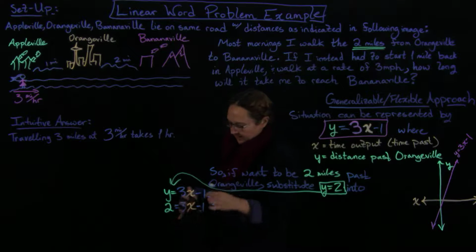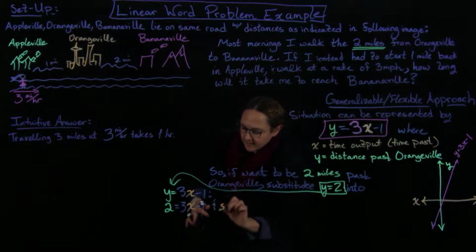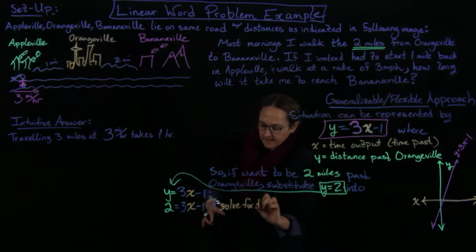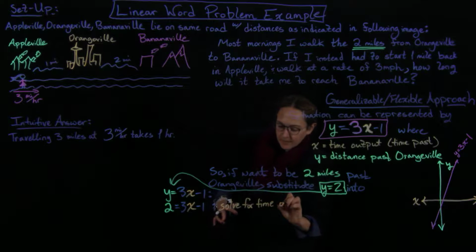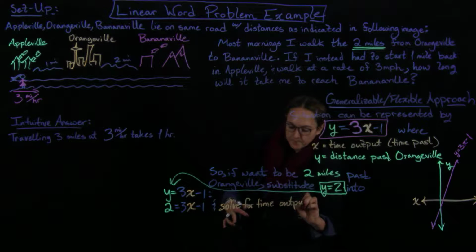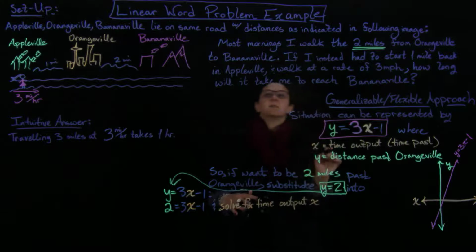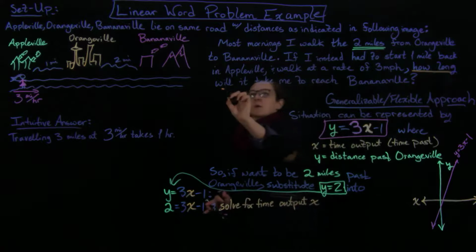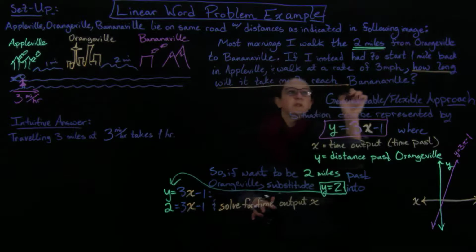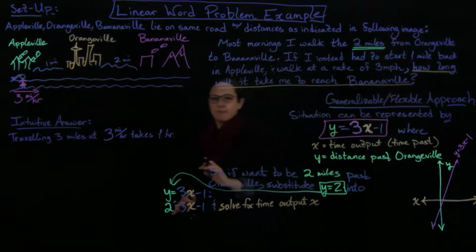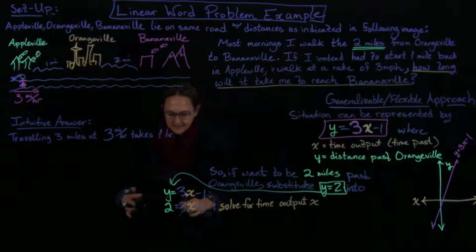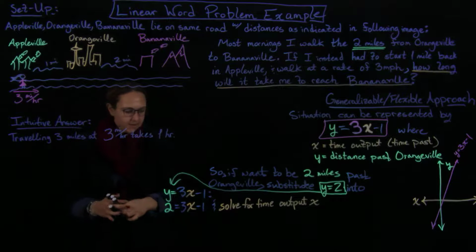So I want to solve for the time output x, because that's what I'm asking for when it says, how long will it take me to reach Bananaville? I want to know how long it takes, so that's going to be my x. Now I can just solve here.